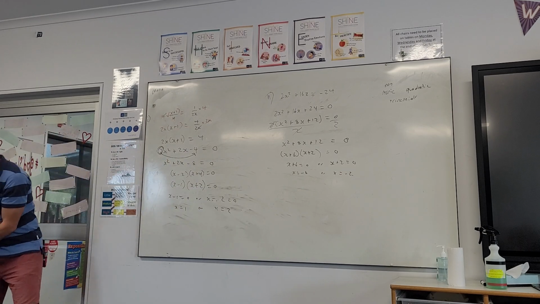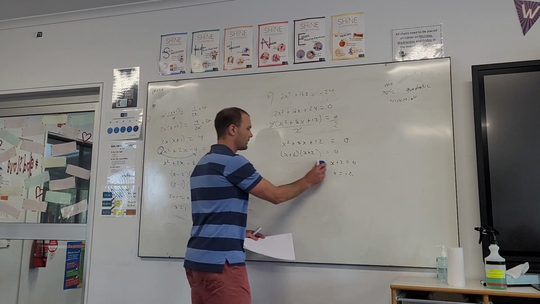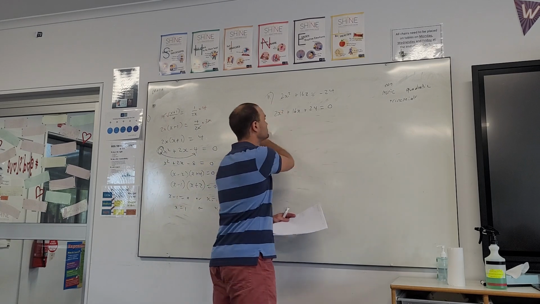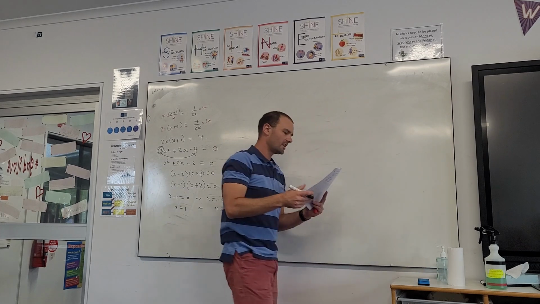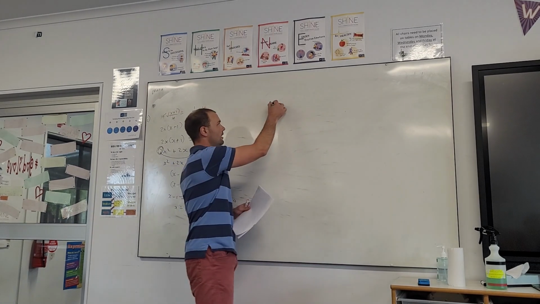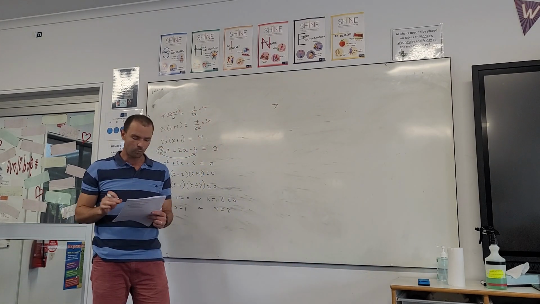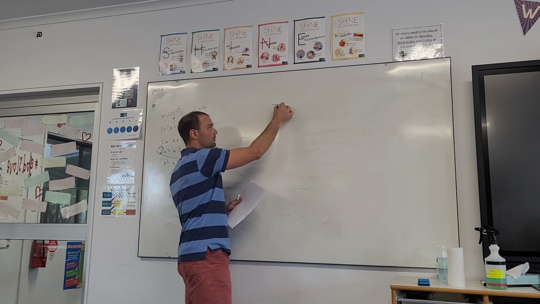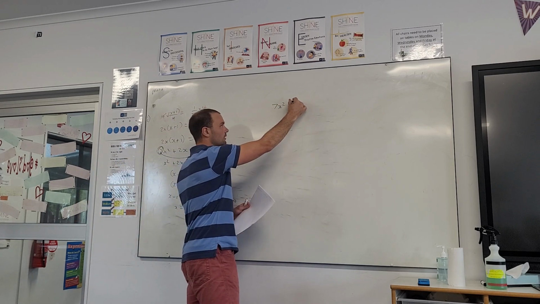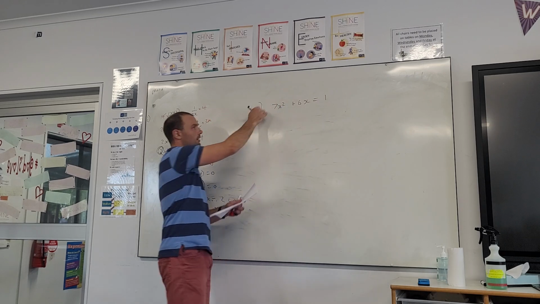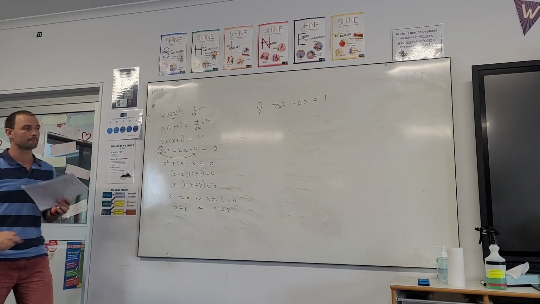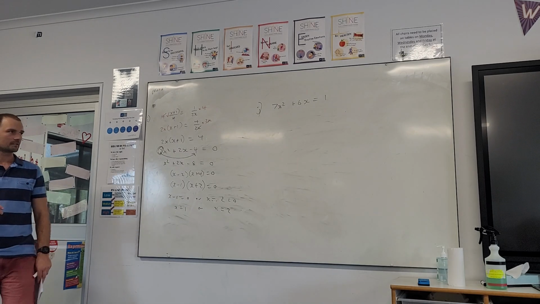Okay, one more. 7x squared plus 6x equals 1. So that's one way you can do quadratic trinomials. That's one way we can do non-monic quadratic trinomials. I'm going to show you two here. 7x squared plus 6x equals 1. So this is our last problem, right? And we're starting to get pretty challenging now. So 7x squared plus 6x equals 1.